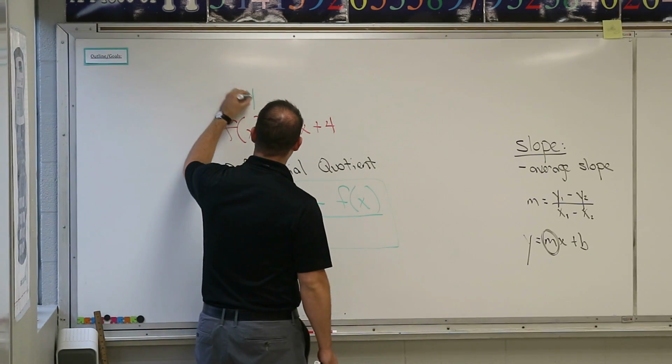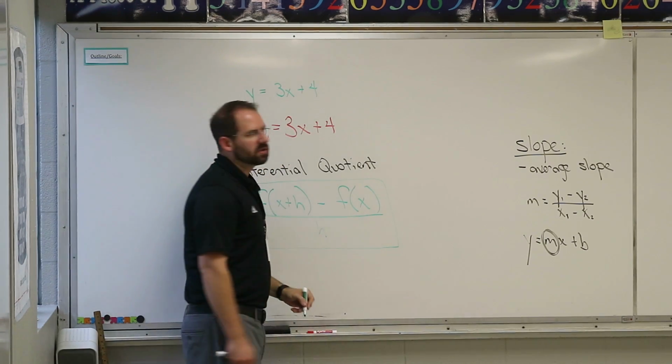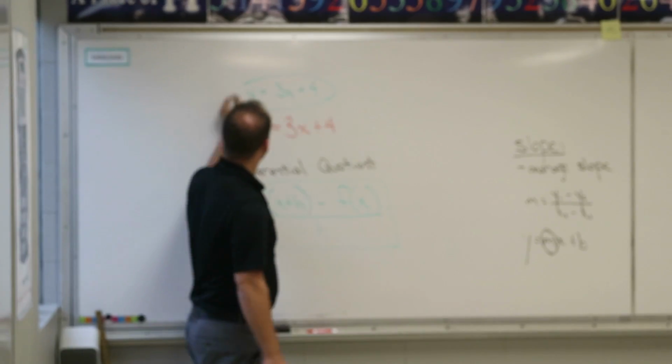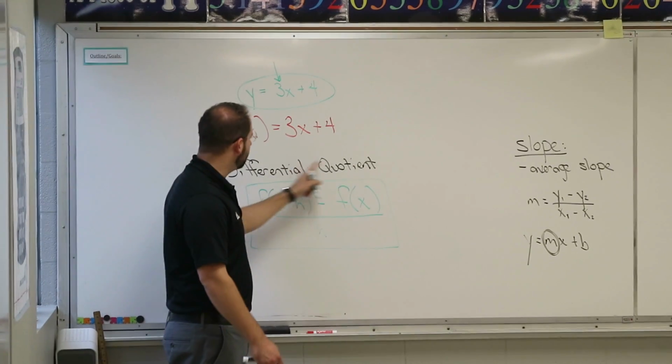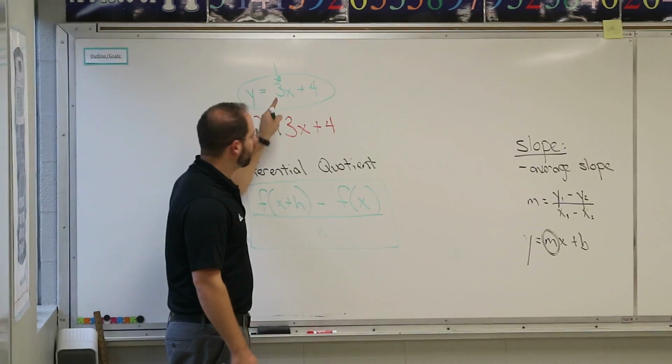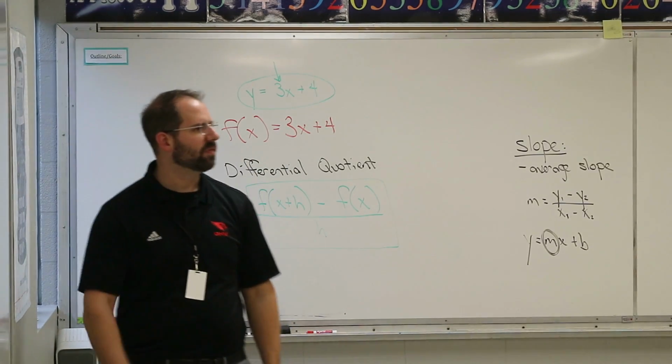Do you agree that this is the slope-intercept form of a line? This thing represents y equals 3x plus 4. That's what it actually stands for. What's the slope of that when you look at it? 3. That's your answer. When you do the differential quotient, it's going to give you 3. And you're thinking, okay, Ward, you just told me the answer. Why do we have to do it?